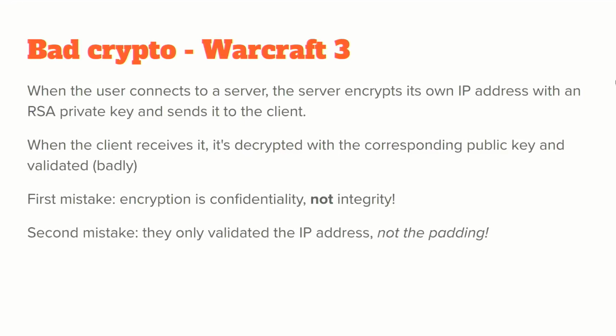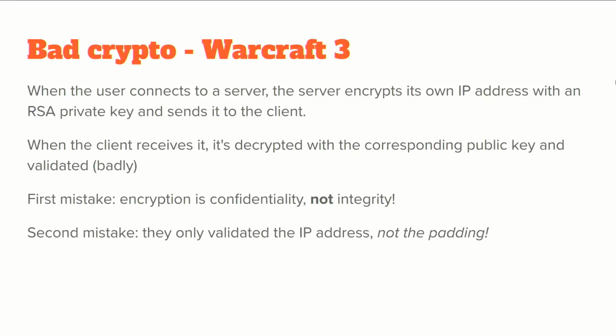The first mistake, encryption is not integrity. If they want to use encryption for integrity, they need to sign it with an HMAC or something similar. But if they had an HMAC, they wouldn't need the encryption in the first place, because all they want is integrity. There's no secret about the IP address. So why they use encryption rather than signing? It's a mystery.